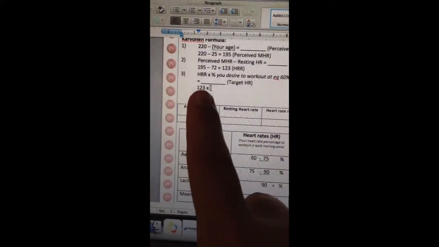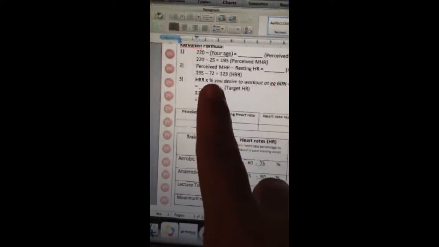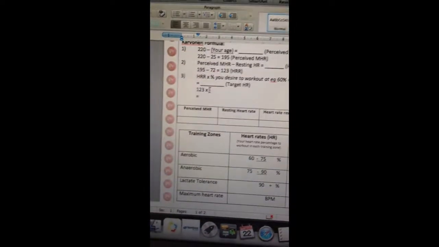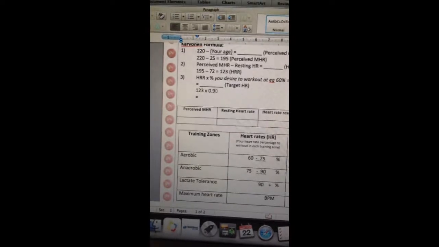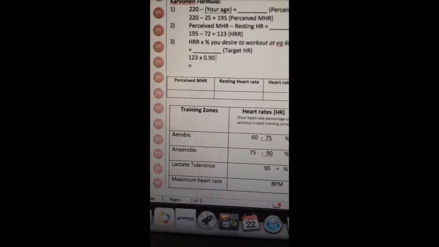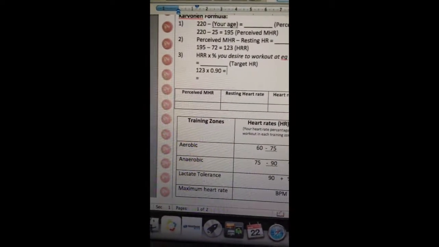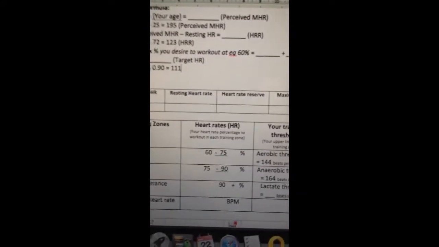So you've got 123, which is my heart rate reserve, times the percentage you want to work at. So for our lactate tolerance, we want to work at 90%. Okay, so we've got 123 times 90%. You can't do times 90%, so you're going to convert that to decimals, so it'll be 0.90, which is 110.7. I'm going to round it up because, as I said before, you can't count your heart rate in decimals, so it'll be 111, which is quite high.